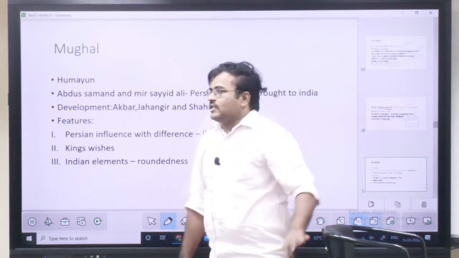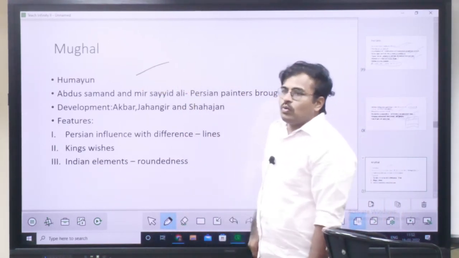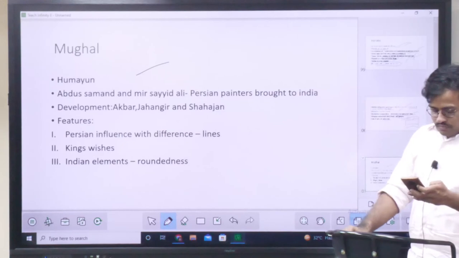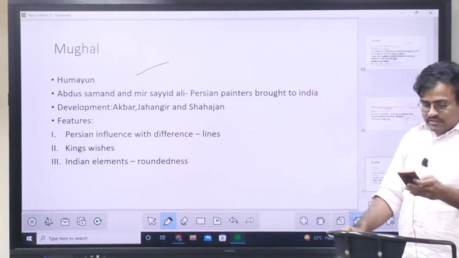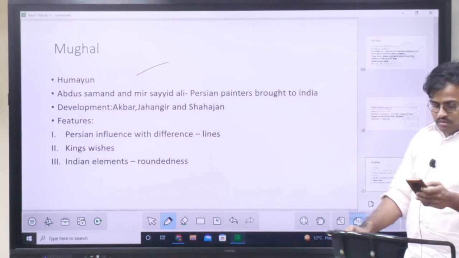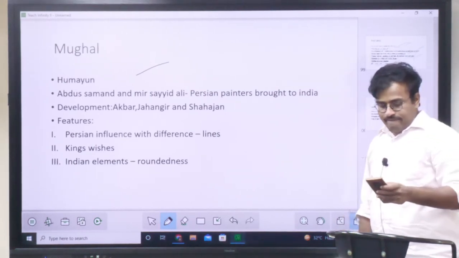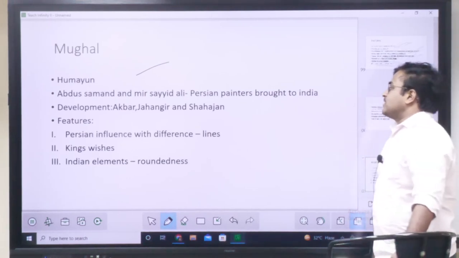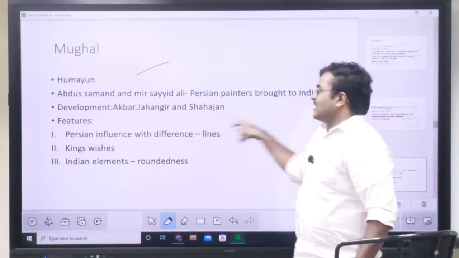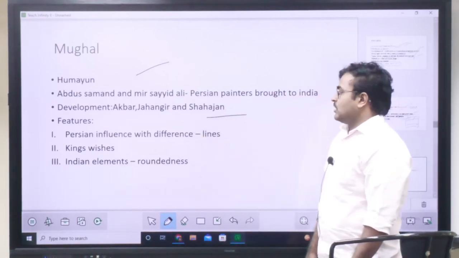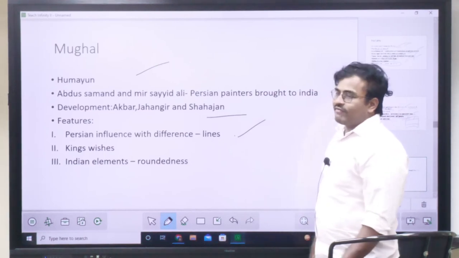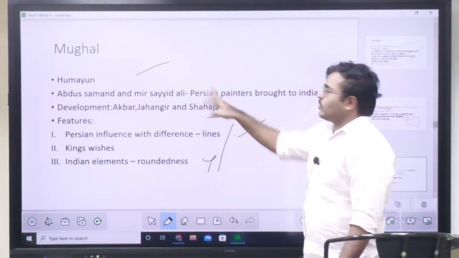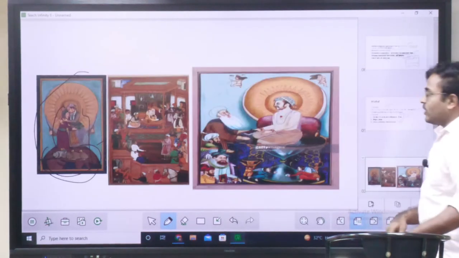First is Humayun. During his period, he brought two Persian painters to India. One is called Abdus Samad, and the second one is known as Mir Sayyid Ali. Abdus Samad and Mir Sayyid Ali are the two Persian painters who were brought to India, and it got further developed during Akbar, Jahangir and Shah Jahan's time. The Persian influence, with emphasis on lines, is used here, and the Indian element is roundedness, but it is absent during Humayun's period.